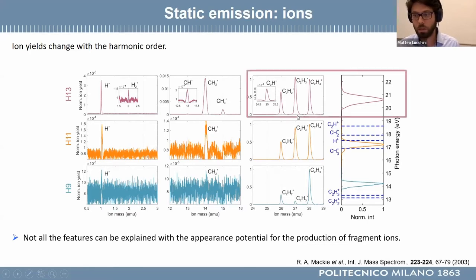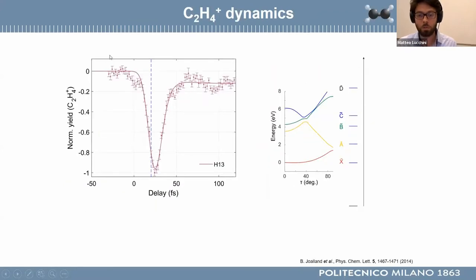So what we would like to do now is, okay, we concentrate on one harmonic, let's say harmonic 13, we concentrate on the heavy ions for the sake of time, and we add an IR pulse to the process at an opportune delay, and we look at the differences in the yield of these fragments, for example C2H4+, how this changes, as has been done by Ludwig et al. What we see is the following.